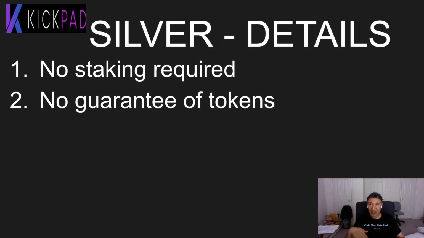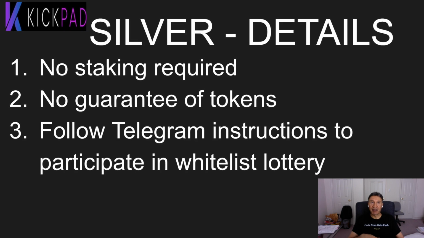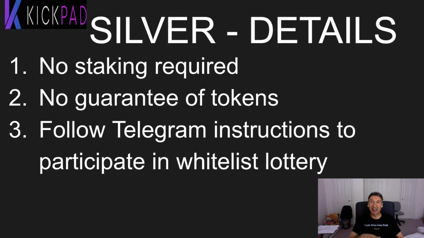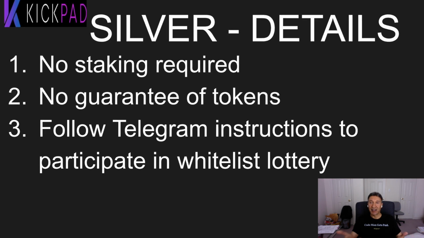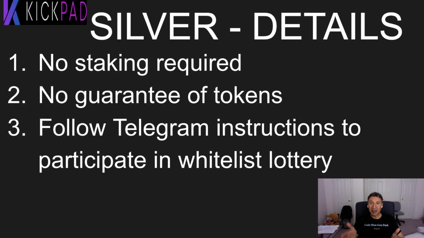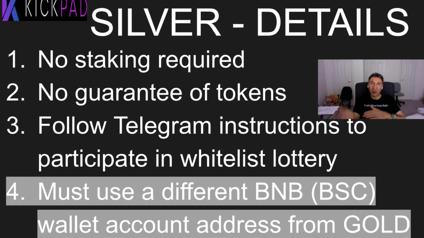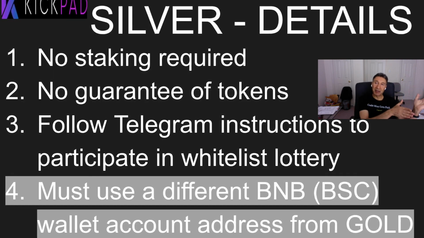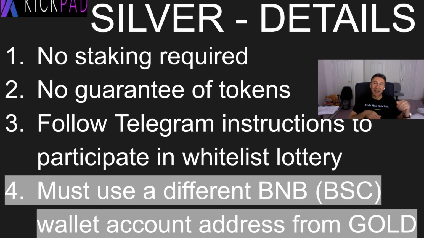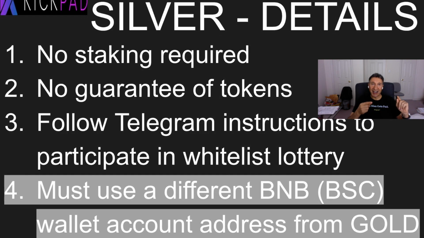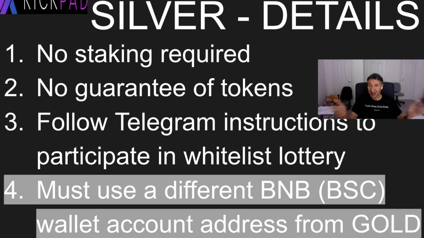For the silver round, there's no staking, there's no guarantee that you'll get anything, but they have all these instructions that you need to follow from their Telegram group because you're participating in a lottery. It's a whitelist lottery, and you have to use a different BNB wallet account address than the one you used in the gold round if you participated in the gold round. This is key. You can only participate with one address, so just have two addresses.